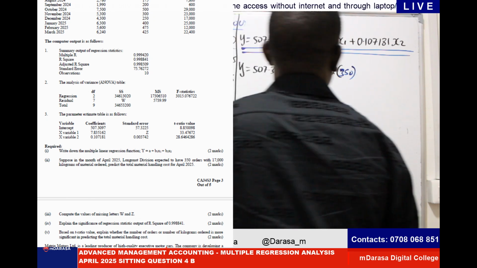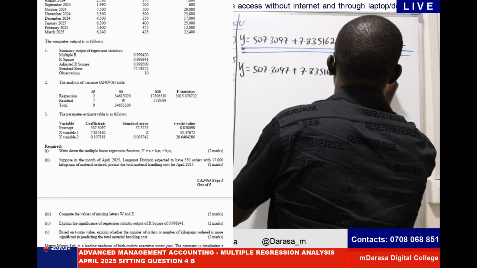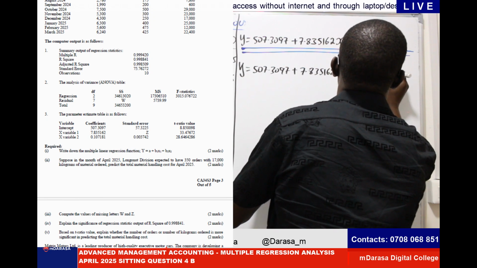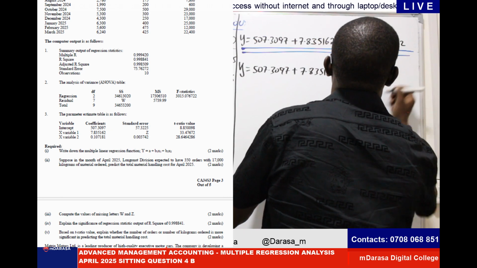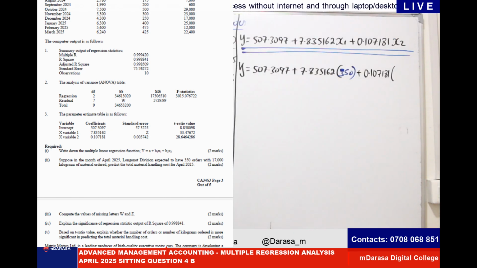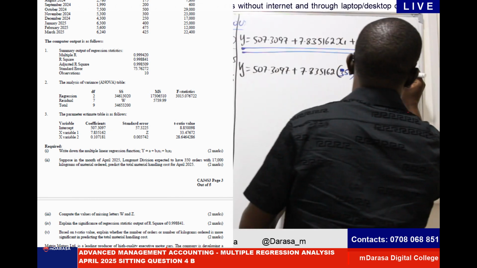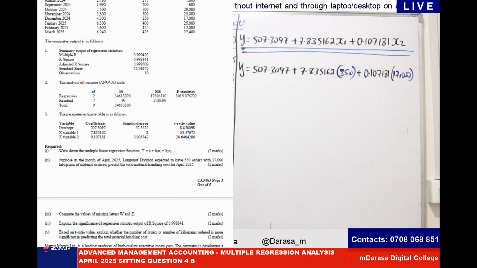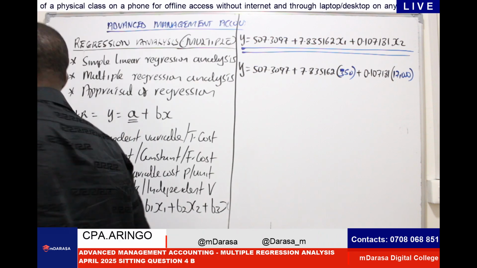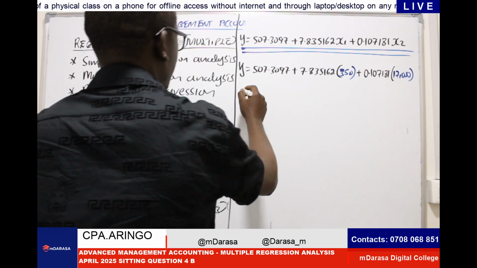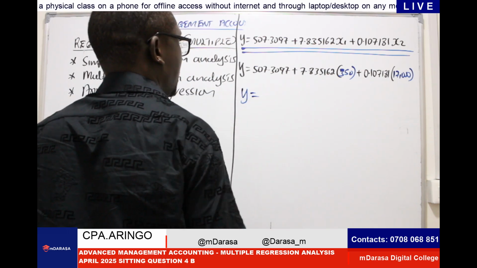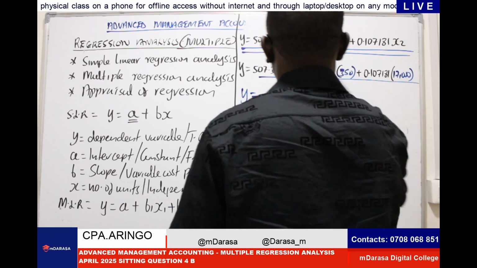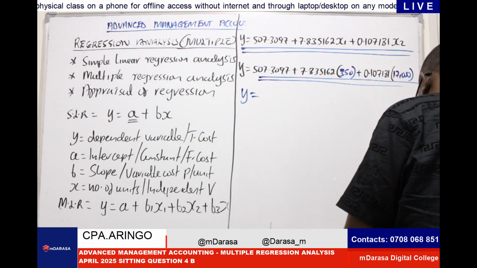We're going to add 0.107181. We multiply by x2, which is the number of kilograms. We're given 17,000, so we multiply by 17,000. So once we have that, my good students, Mwalimu is not going to multiply this for us. Whatever value you get here will be your total cost.